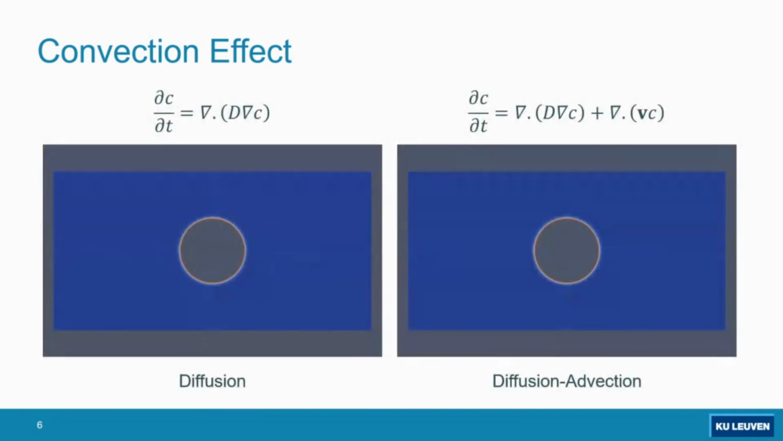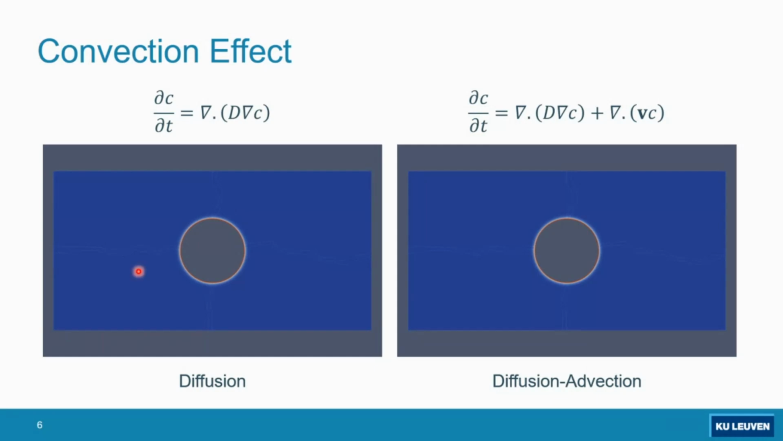So, the convection effect. What is the convection effect here? It might be better to have a visual description of that. So here you see two conditions. The initial conditions are the same. I have, let's say, one sphere or a circle in 2D here that produces ions, and it releases ions.